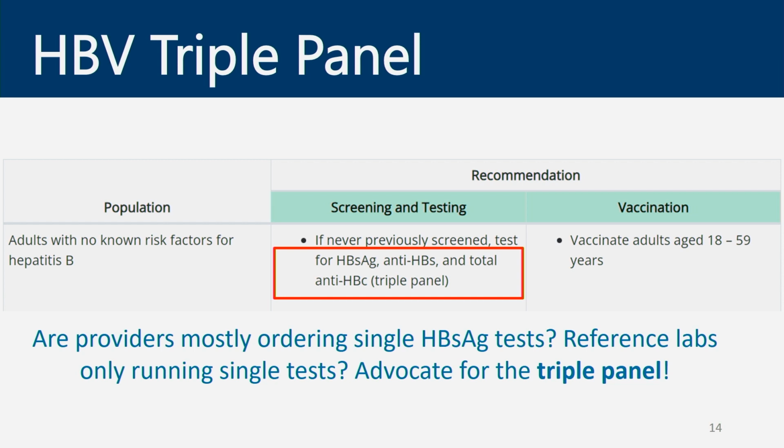And then also wanted to make you aware that the vaccination recommendations for hepatitis B have also changed. And they have changed from a risk-based vaccination strategy to more of a population-based strategy. So persons aged 18 to 59 are recommended to be vaccinated against hepatitis B, and persons 60 and older can also be vaccinated against hepatitis B.